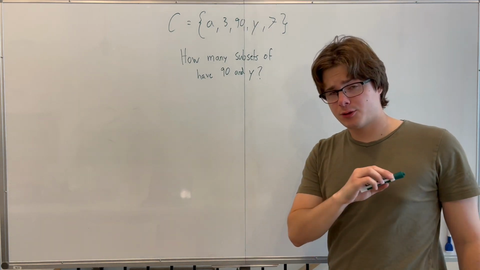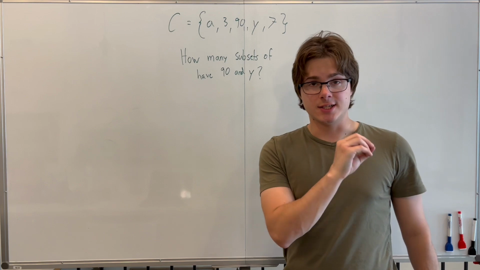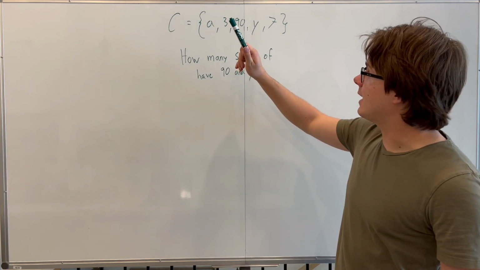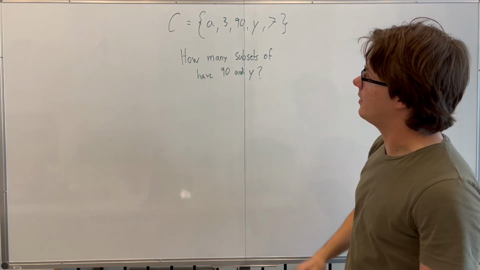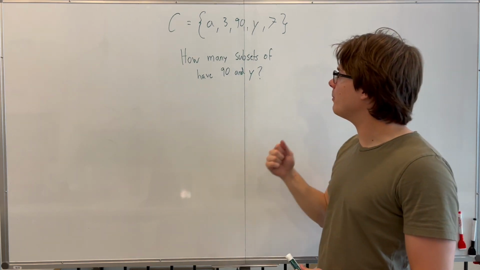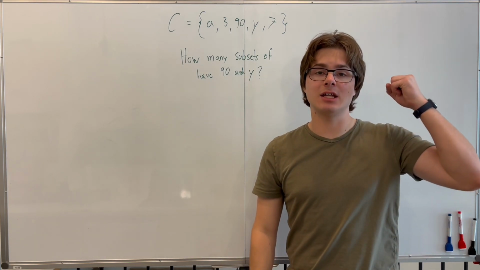Okay, this is the end of our third-ish chapter with our counting subsets. We're going to look at our set C, where C contains the elements A, 3, 90, Y, and 7. And we're going to ask ourselves, how many subsets of C have both 90 and Y?